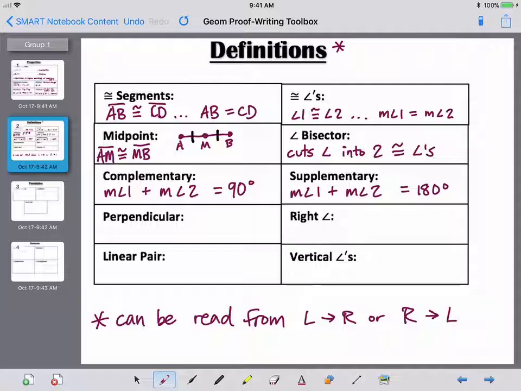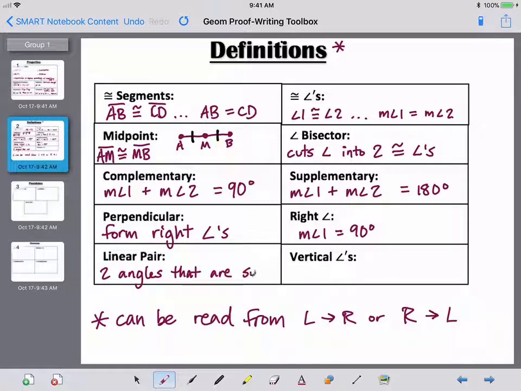All right. Perpendicular, if you remember, those just form right angles. And what is a right angle? Well, a right angle is any angle who has a measure of 90 degrees. Linear pair is very similar to supplementary. So those are two angles, always two angles that are supplementary.